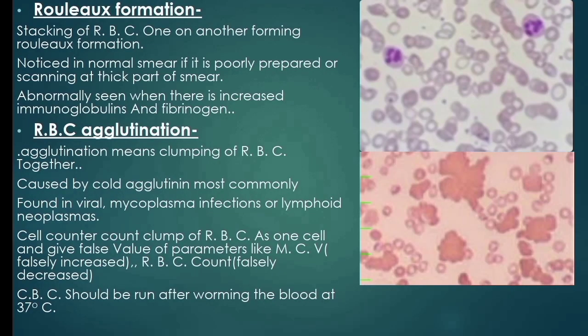Rouleau formation. The stacking of RBC one on another forms the rouleau formation. They are noticed in a normal smear if it is poorly prepared or if you are scanning on the thick part of the smear. Abnormally seen when there are increased immunoglobulins and fibrinogen.